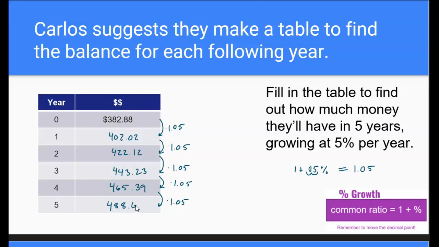Now I rounded some of those because we're dealing with money, so it always makes sense to round to the nearest penny when we're doing money. 488.66. So looks like they'll make about $100 in interest over the next 5 years.